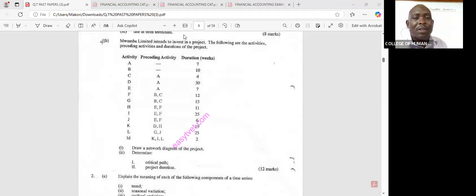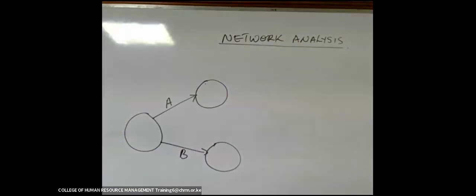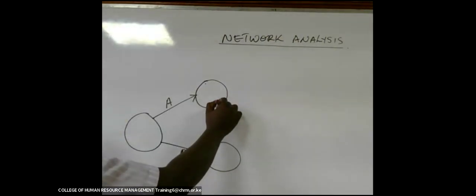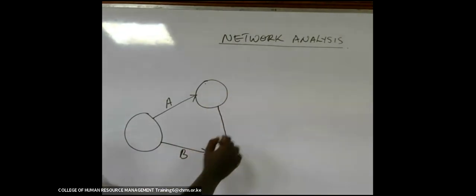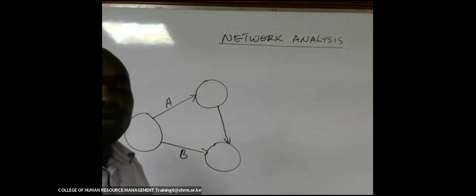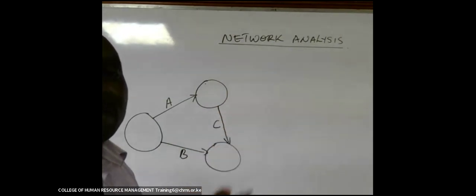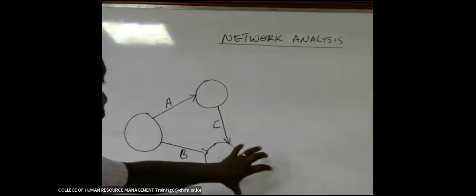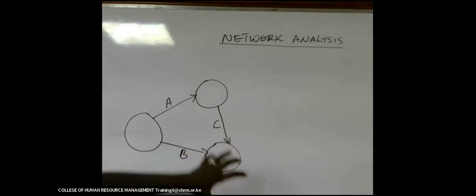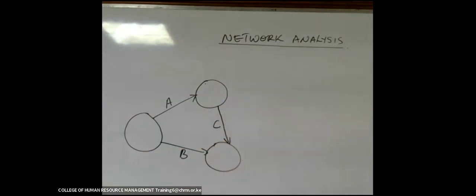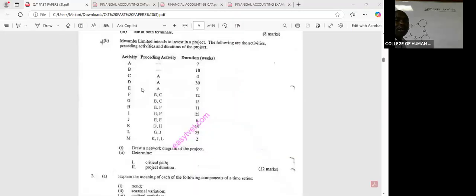So activity C will start from A, but it will end at B because they are combined. So these two activities must be completed before other activities can take place. Before other activities, B and C are combined, so they must be meeting at one point like that. So C will come to B like that. That is C, already taken care of.